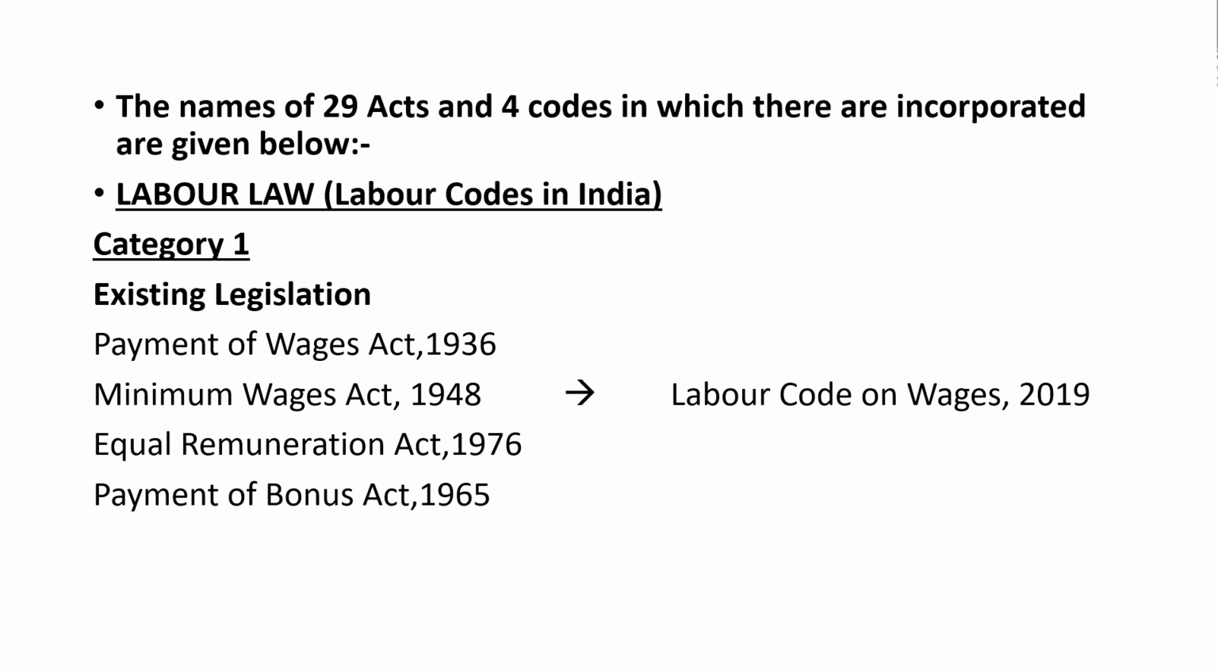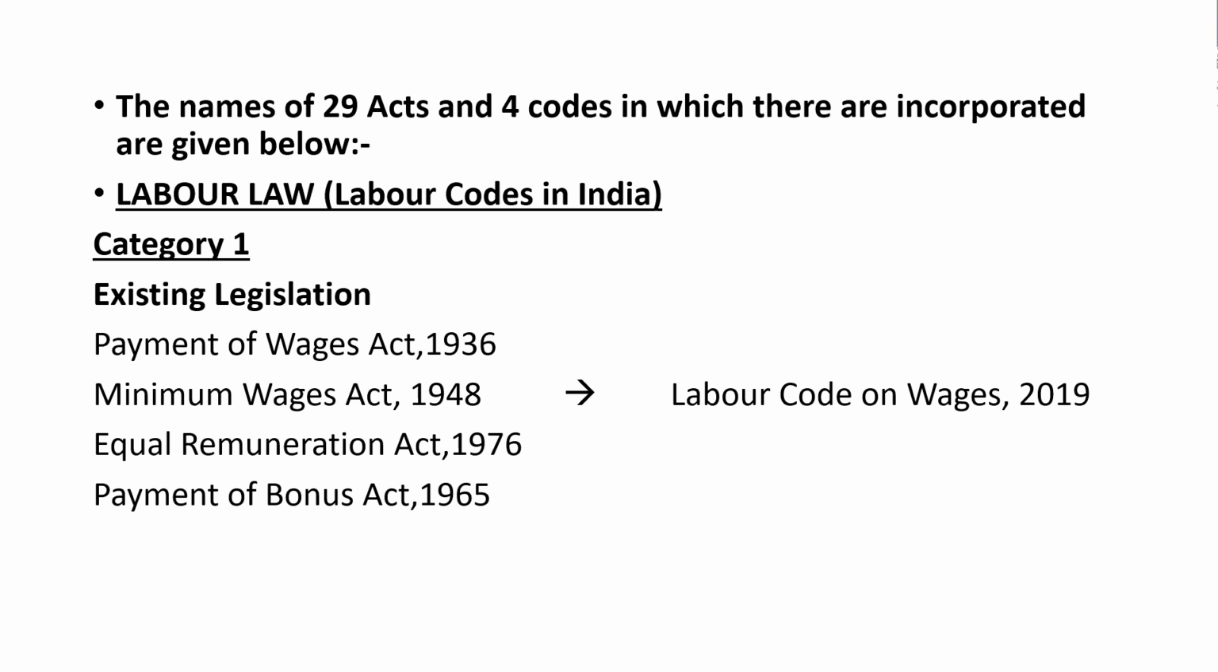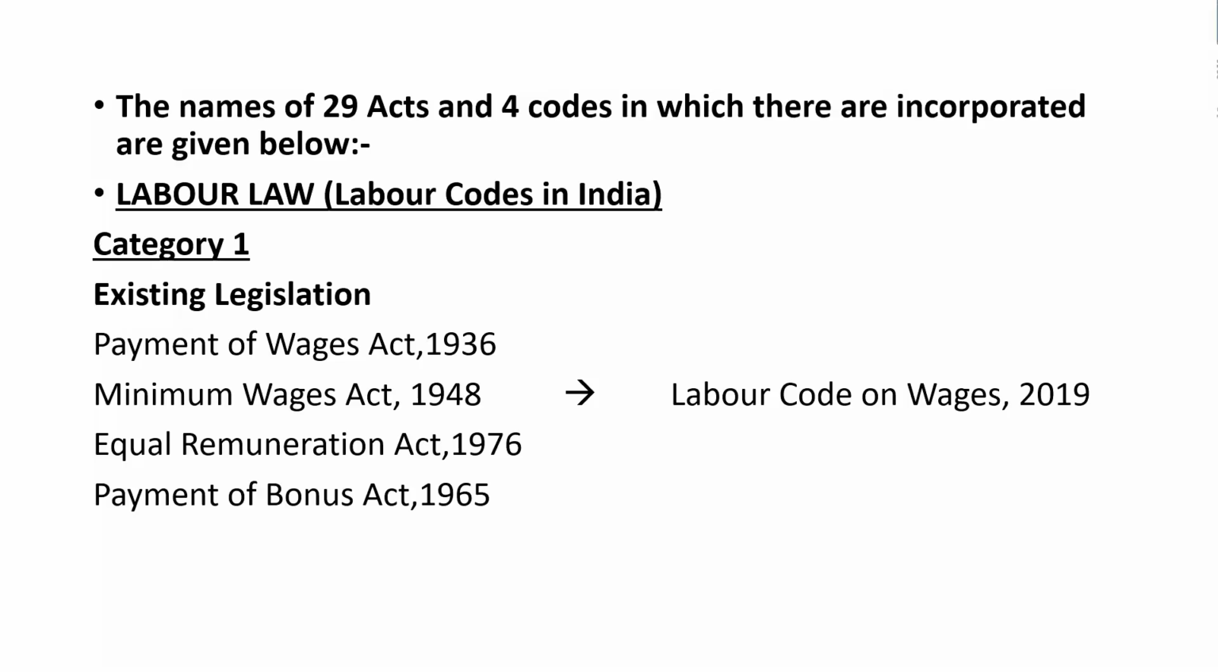As proposed by Justice Gajendra Gadkar and Shri Verma, these labour laws have been amalgamated, codified and subsumed into the 4 codes, which are incorporated into the given list. The first category is where we have amalgamated 4 labour legislations, that is the Code on Wages 2019. The Code on Wages 2019 subsumed 4 labour laws. These are the Payment of Wages Act 1936, Minimum Wages Act 1948, Equal Remuneration Act 1976, and Payment of Bonus Act 1965.